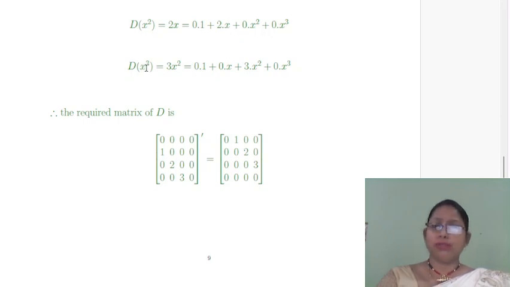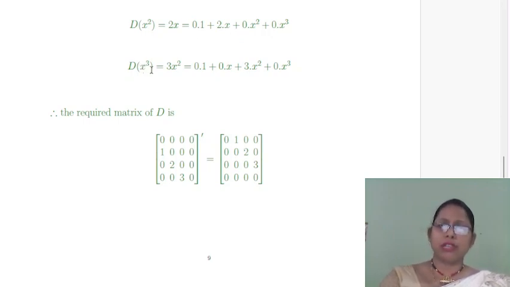Again take differentiation of the last basis element, that is x cube. This is equal to 3x square. Then express this in terms of the basis elements, that is 0 into 1 plus 0 into x plus 3 into x square plus 0 into x cube.